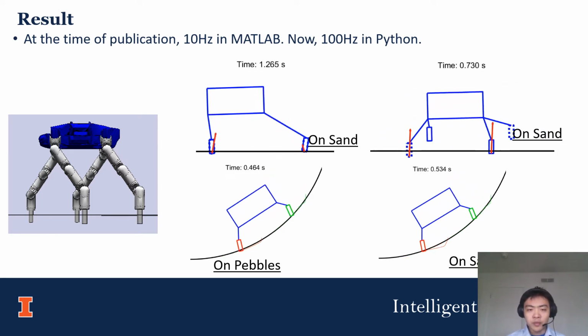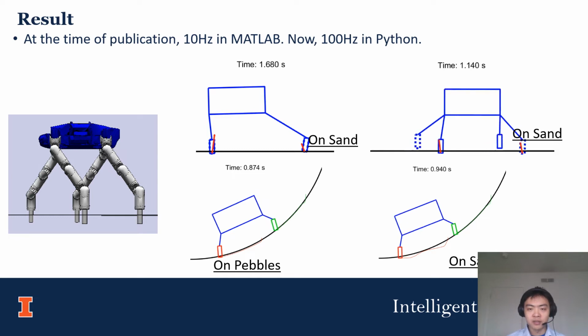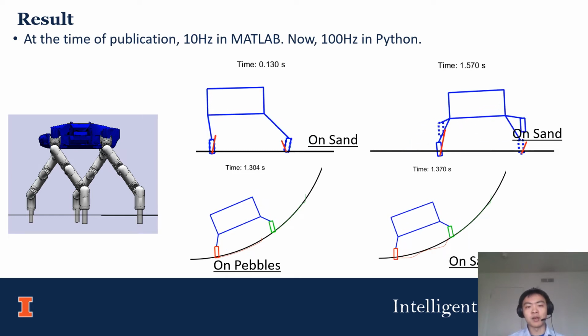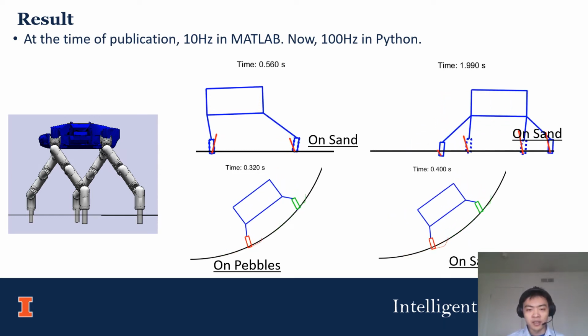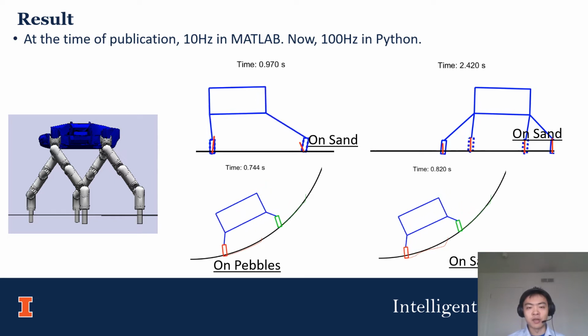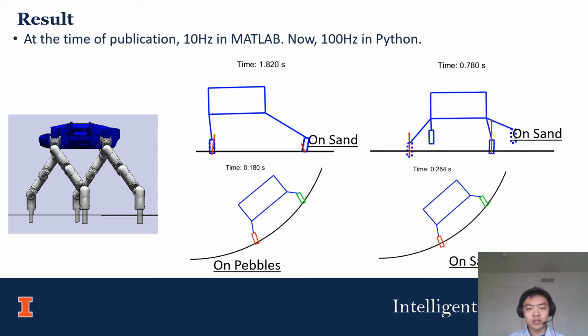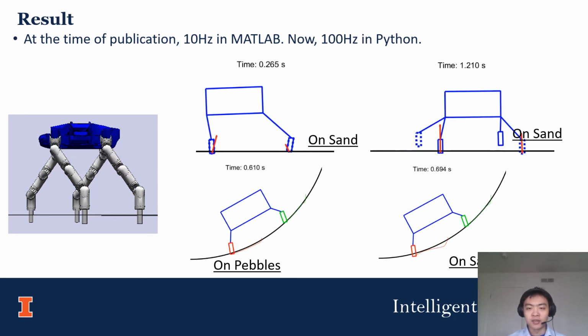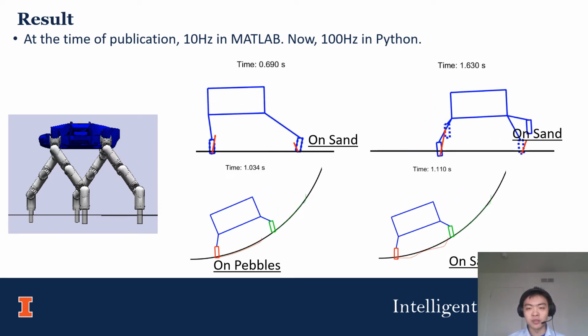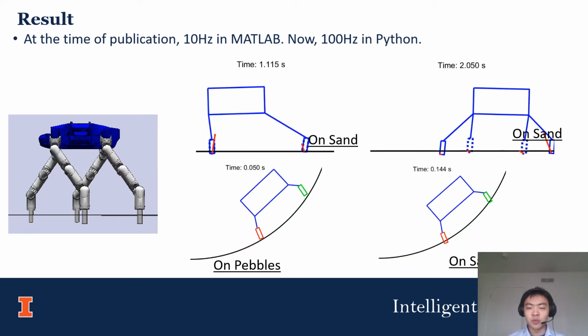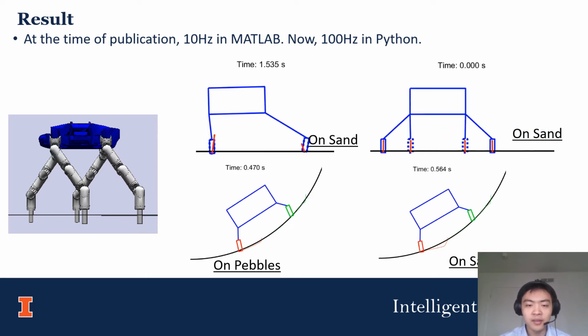On the bottom, we have the robot sliding on a slope made out of pebbles or sand. The pebbles are able to resist more force, and that's the reason why the robot ankle tends to submerge more into the sand surface.